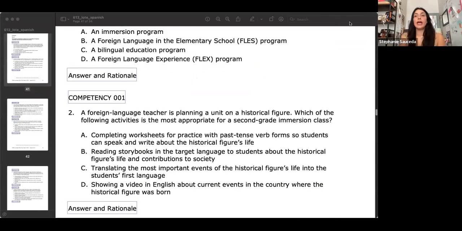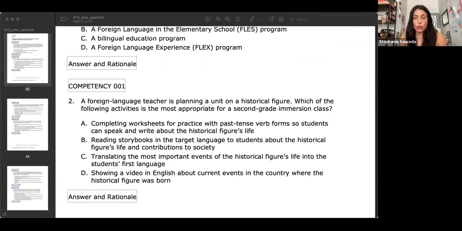So here we have another one. Now we're going to read the question and then what keywords and phrases do we need to pay attention to? So we have a foreign language teacher is planning a unit on a historical figure. Which of the following activities is most appropriate for a second grade immersion class? Now, what should I highlight that's important from what we just read?